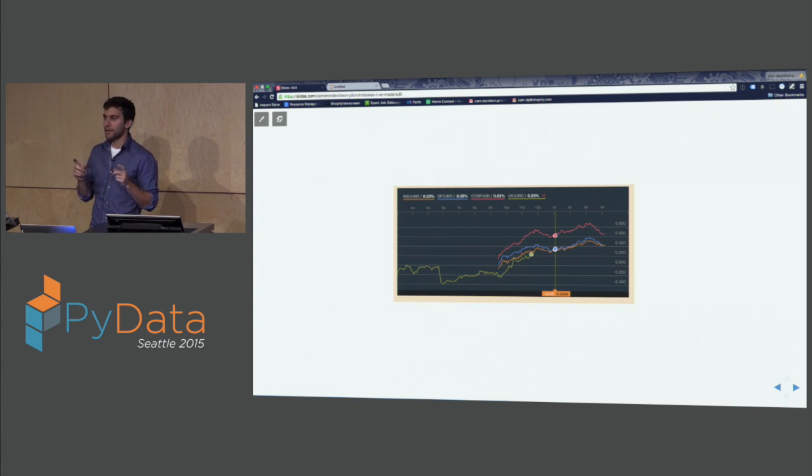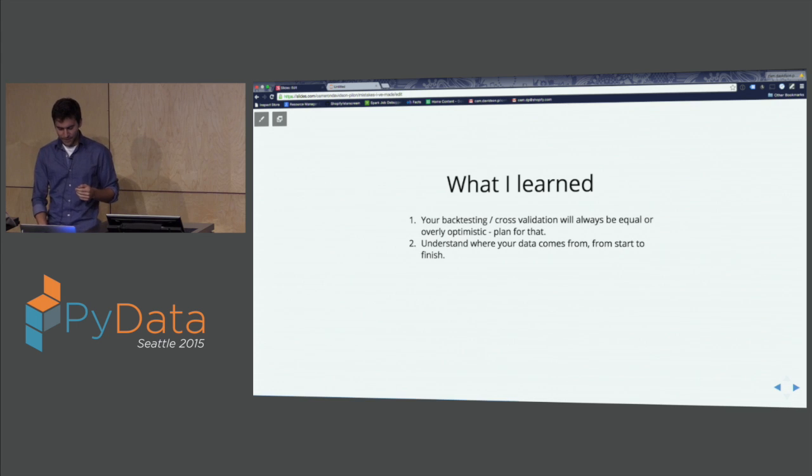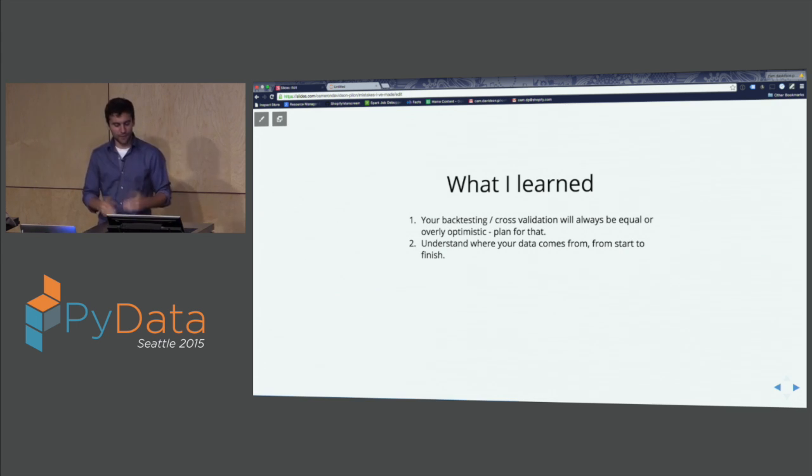I wasn't really considering the FTSE's relationship to the other stocks. Does that make sense? Why that occurred? I'm seeing some heads, yeah? Okay, cool. So what did I learn? This was an important one. Your backtesting and cross-validation will always be equal to or overly optimistic, and you have to plan for that. You'll never get that 90% classification rate you get in your cross-validation simulations.